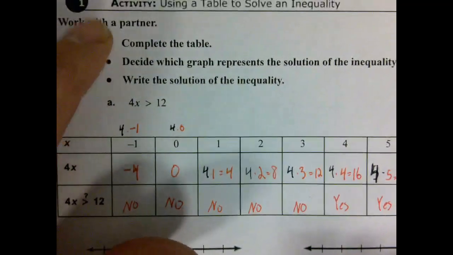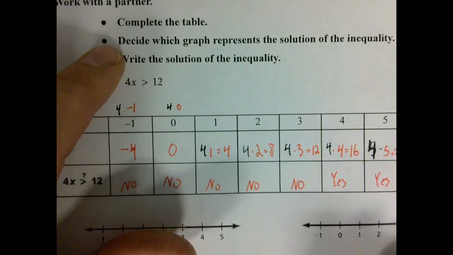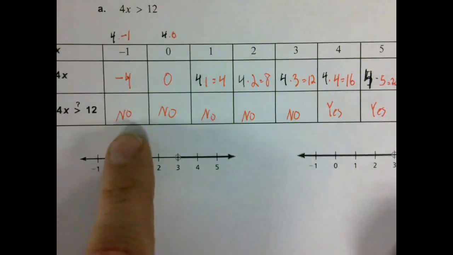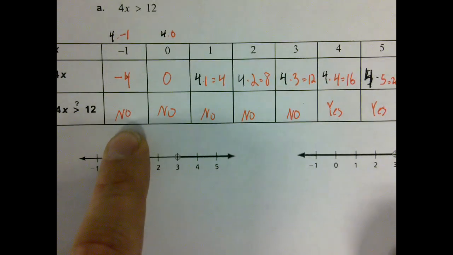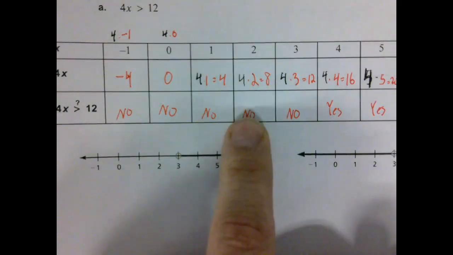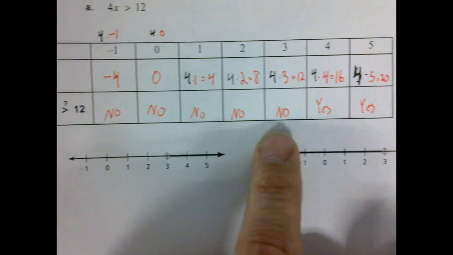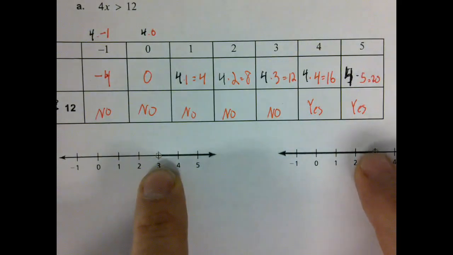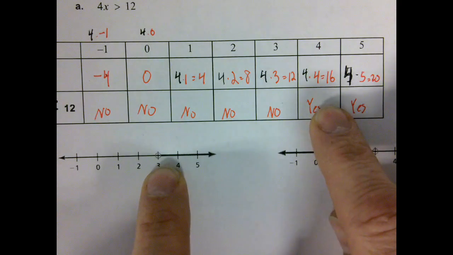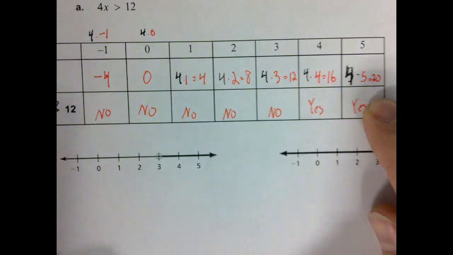Instruction 1, complete the table. Instruction 2 decides which graph represents the solution. So we want the graph that's shaded just like this, where -1 is not a solution. Not shaded, not shaded, not shaded, not shaded. Then we get to this 3, where there should be an open circle. And then we want the yes, because 4 works, so we want it shaded towards 4, and yes with 5. So that's this guy.